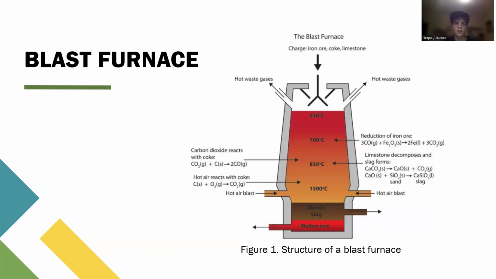Let's get acquainted with the principle of operation of a blast furnace. This is a large steel pipe into which raw materials are loaded, and heated air is blown into the bottom. These raw materials descend to the bottom of the furnace over 6 to 8 hours, where they turn into liquid slag and liquid pig iron, which are the final products. These liquid products are drained from the furnace at regular intervals.